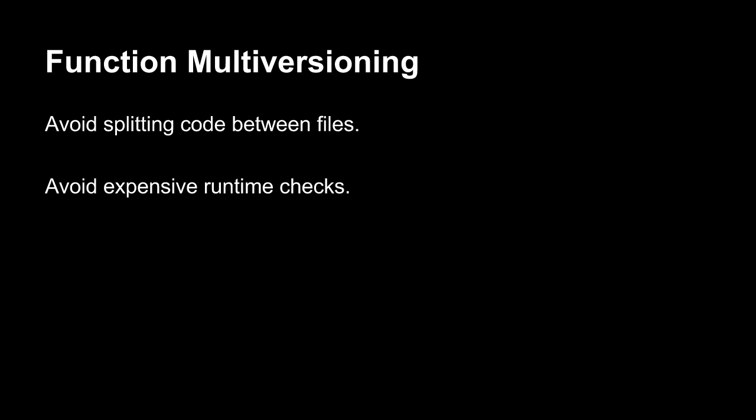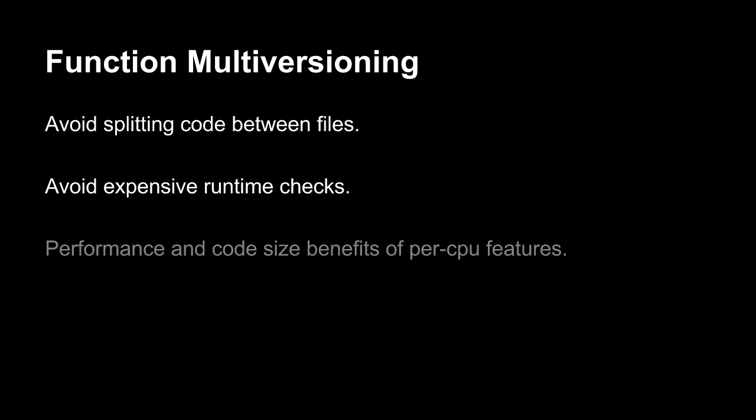So enter function multiversioning. We avoid splitting code between files, because to do the previous version, you can't compile that in the same file, right? You have to split it out, because again, AVX for one file, not AVX for the other. It also avoids expensive runtime checks. CPUID, you can cache. It's still not fast, right? And you're probably going to do it in every shared library at least, probably multiple times per program. And honestly, given the size of programs these days, you're probably going to do it 150 times at least in a very small program.